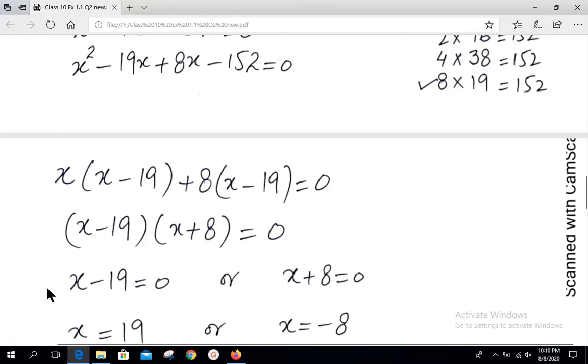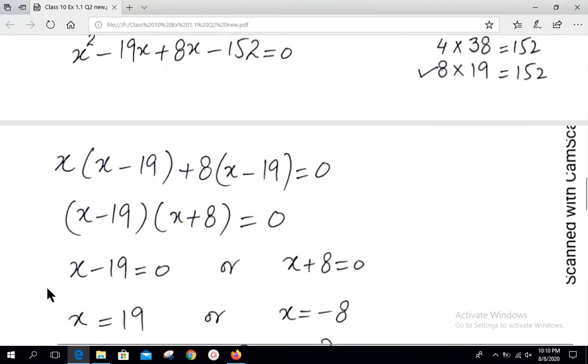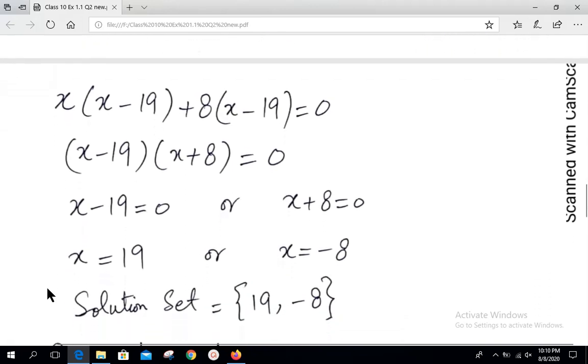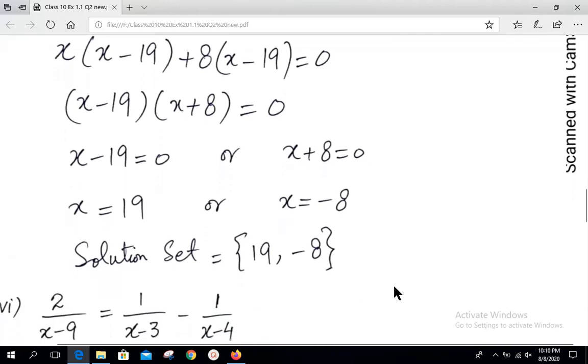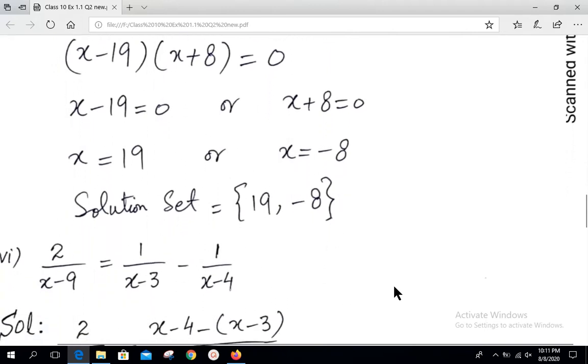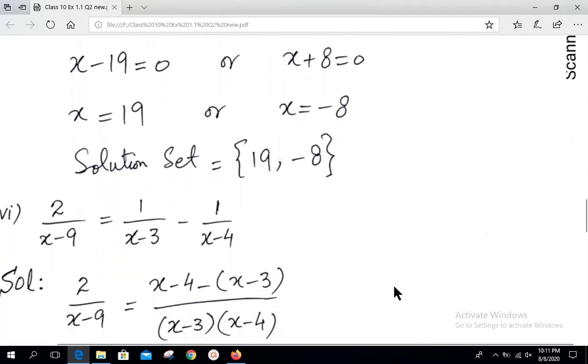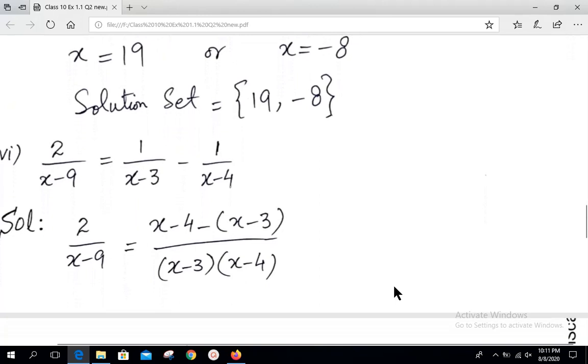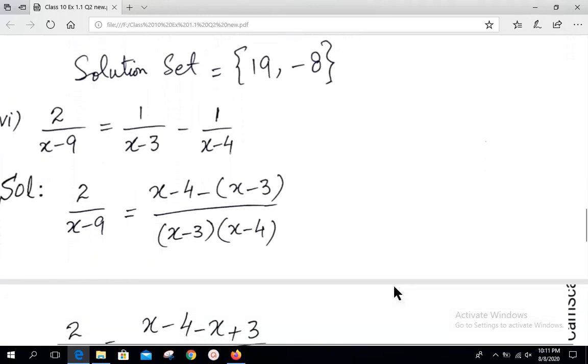Either x minus 19 is equal to 0 or x plus 8 is equal to 0. First one gives us x is equal to 19, whereas second one gives us x is equal to minus 8. Hope you are understanding and following the steps. Keep in mind that the factorization method, some students, some teachers may also call it the middle term breaking method. We move to the next part number 6.